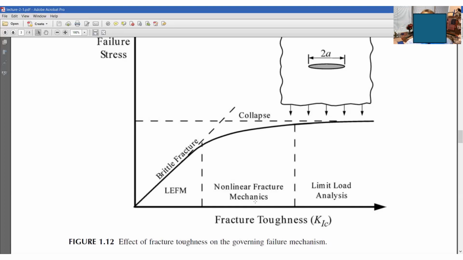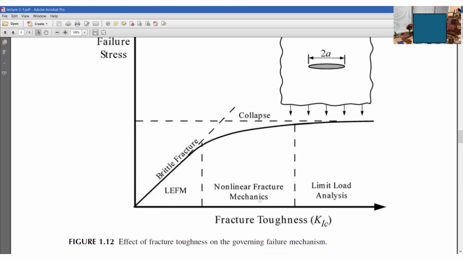And between these two extremes, we can use nonlinear fracture mechanics, either elastic plastic fracture mechanics, which is for time independent material, or visco-plastic fracture mechanics. Okay, guys? Any questions so far? Okay, guys.